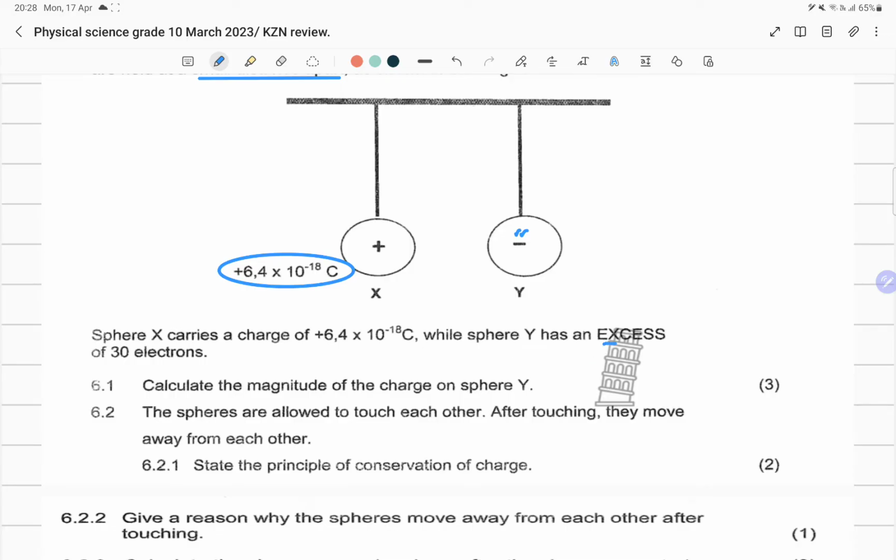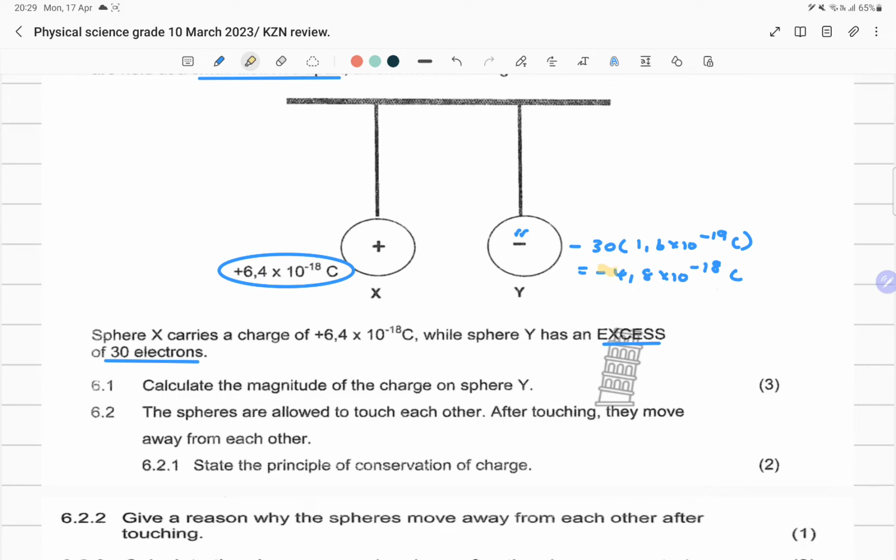an excess. It has an excess of 30 electrons. So meaning the charge here is minus 30 into 1,6 times 10 to the minus 19 coulombs. All right, we can actually work that out. So this is 30 into minus 1,6 times 10 to the minus 19. So this gives us a minus 4,8 times 10 to the minus 18 coulombs of charge. Okay, that's great. So that's what we're getting.